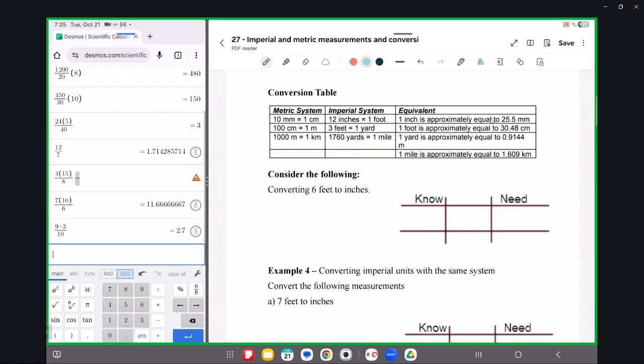So let's have a look at this in action. We want to convert 6 feet to inches. So we have a little chart up here that can help us.